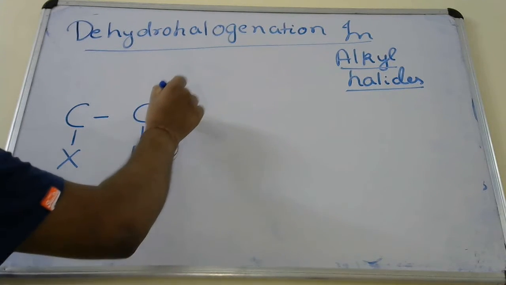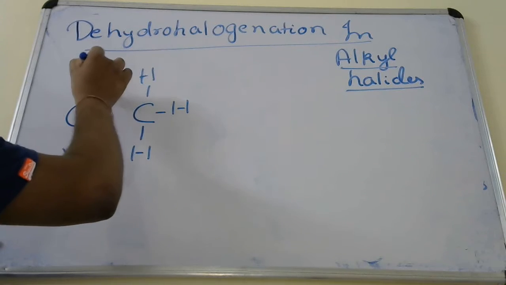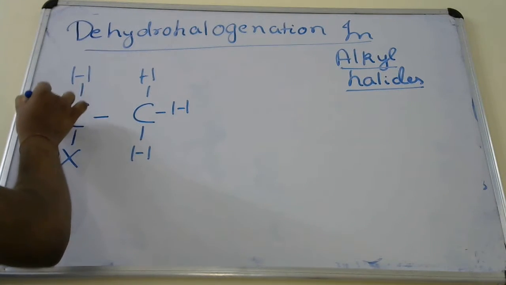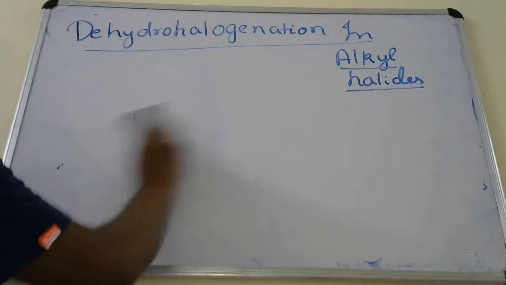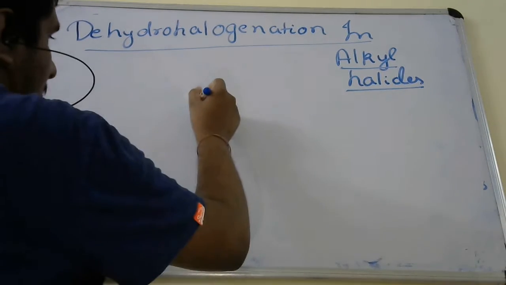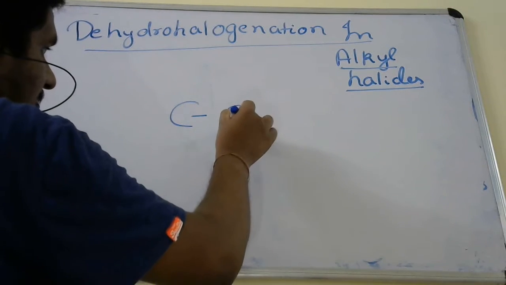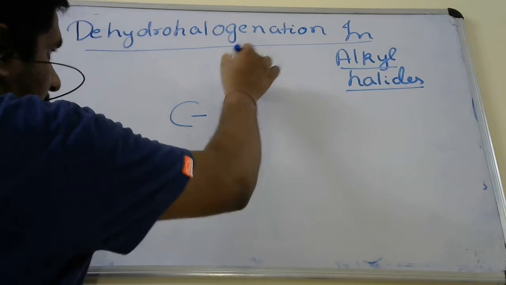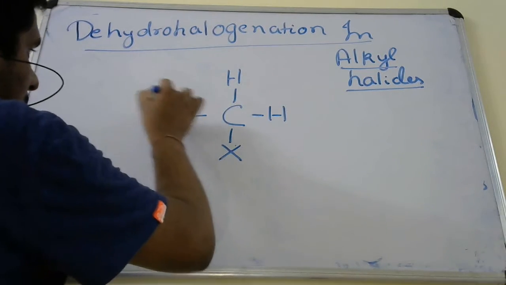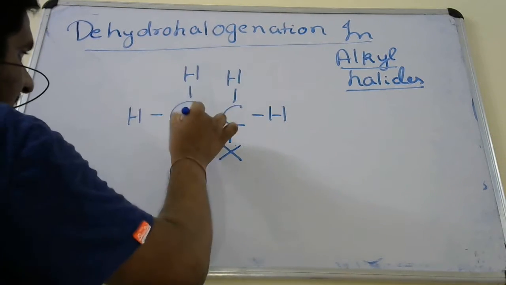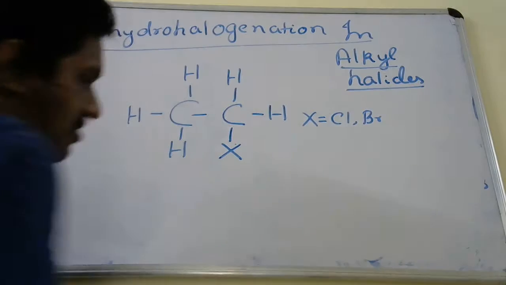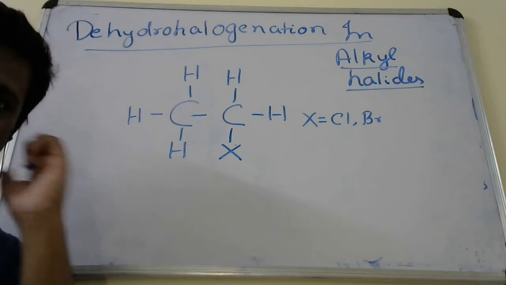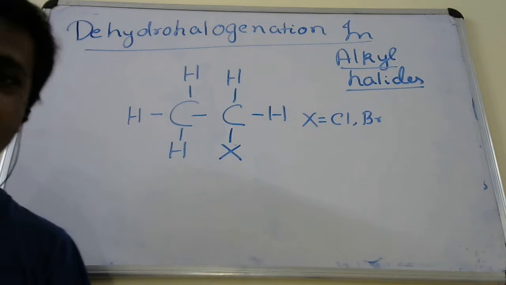Imagine this is an alkyl halide. Let me draw it here. That will look better. Imagine this is an alkyl halide where X is your halogen atom, chlorine, bromine or iodine, whatever.